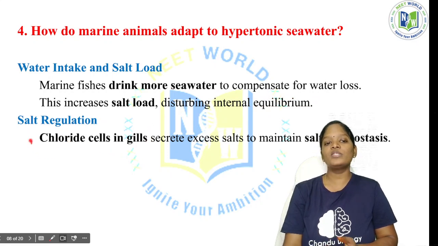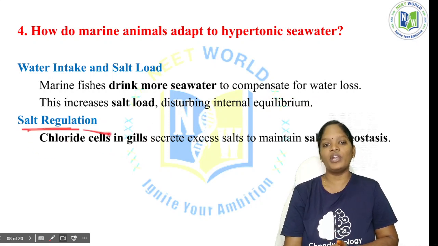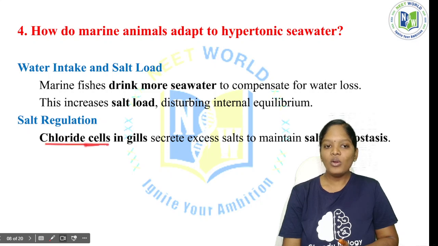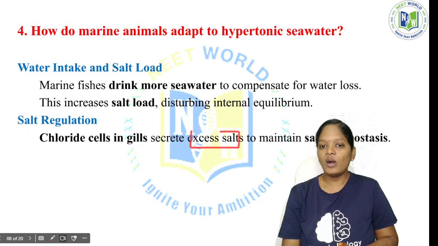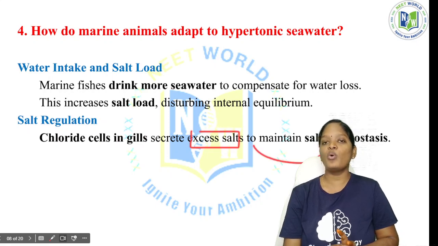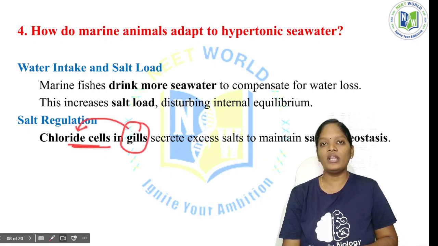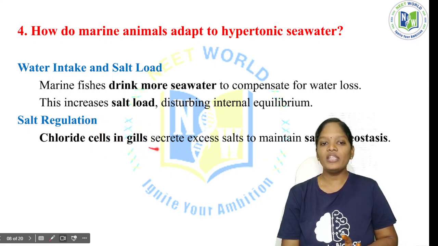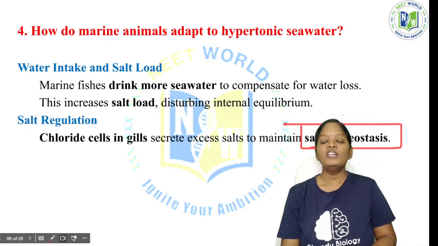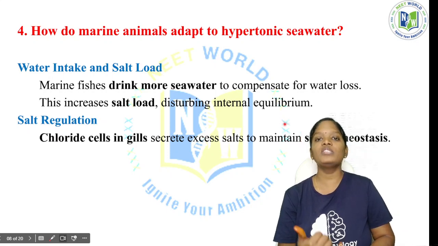Now how is this salt getting regulated within the body? There are chloride cells in the gills which secrete excess salts to maintain the salt homeostasis. Okay, chloride cells in the gills. So in the gills they have cells called chloride cells. They are the ones secreting the excess salts to maintain the salt homeostasis, which means salt balance.